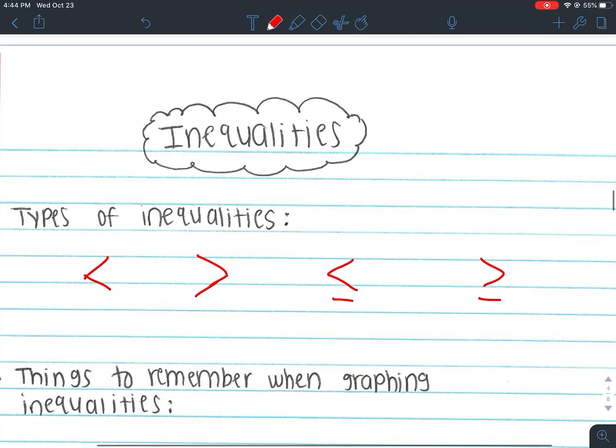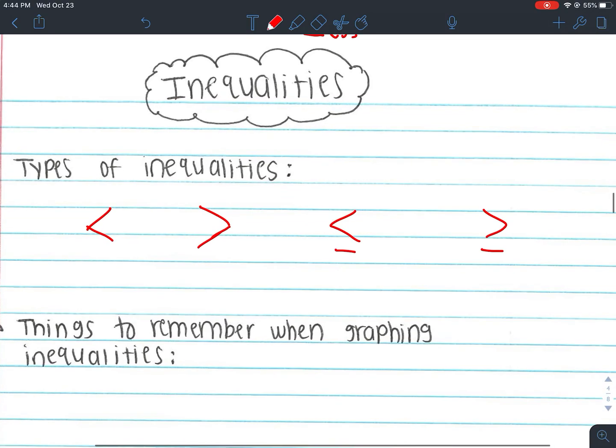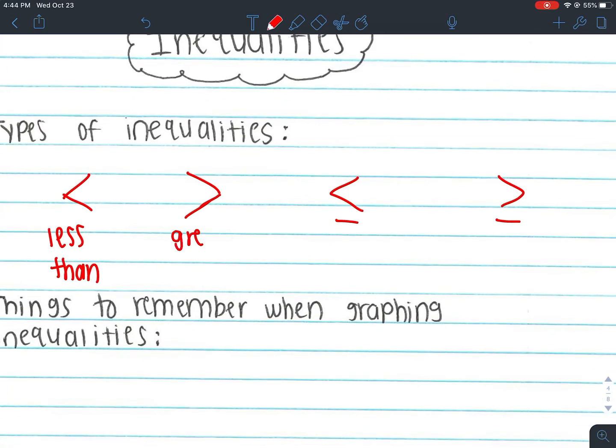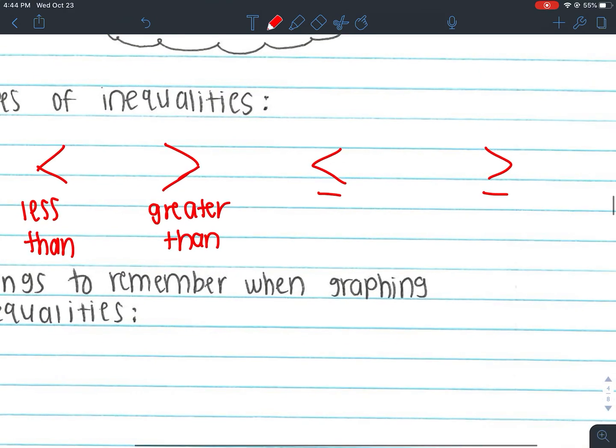So the first inequality sign, and if you can't tell which one's less than or greater than, I have a trick. I showed this video when we were first talking about inequalities, but if you can't figure out what the less than sign is, remember this looks like an L for less than. So our very first sign here is going to be a less than, and then the second inequality sign would be greater than. Okay, so remember the less than sign looks like an L.